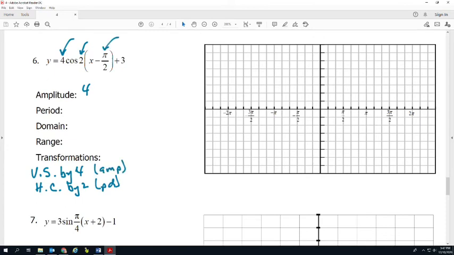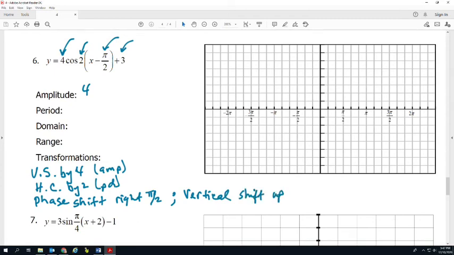This right here is going to be a phase shift. You're going to go right pi over 2. And then you also have this 3, which is making you go a vertical shift up by 3. So what that means is that this halfway line that's normally the x-axis is going to be up here where 3 is. That's your new halfway line.